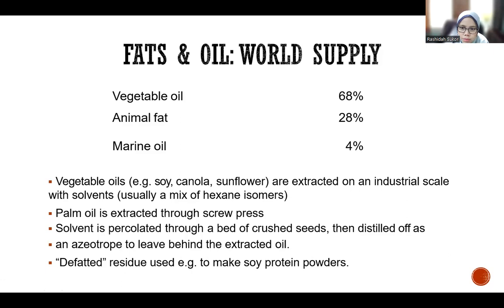Sime Darby, for example, we have KLK, and Sime Darby has a big share of Malaysian plantations for palm oil. So this defatted residue is used to make soy protein powder. Okay, so this defatted residue.